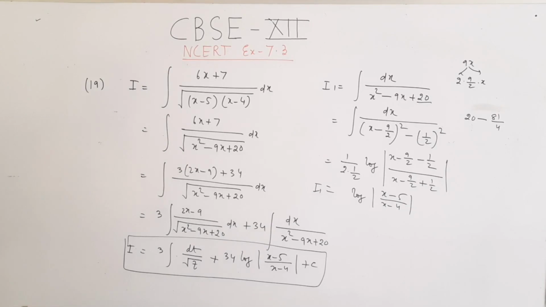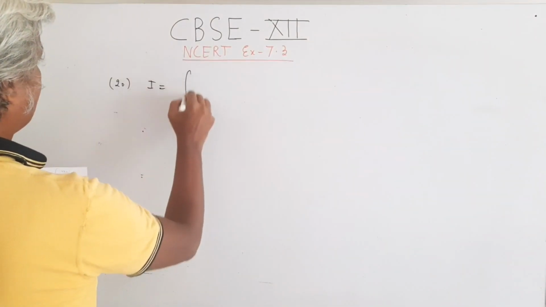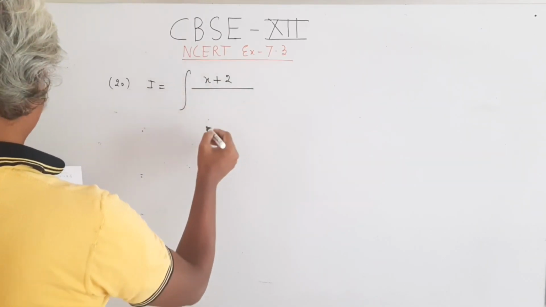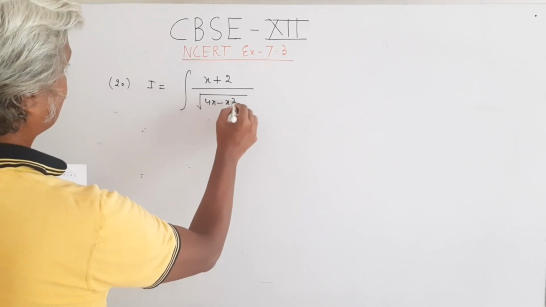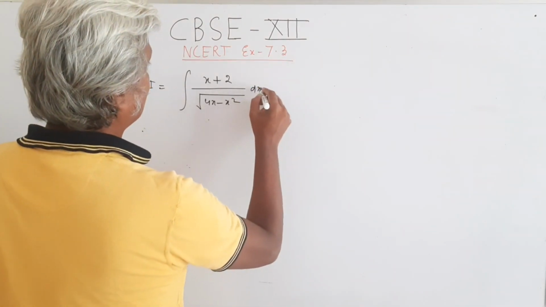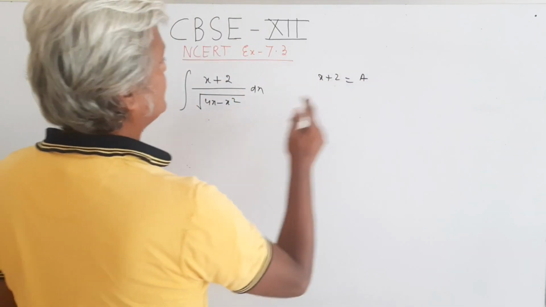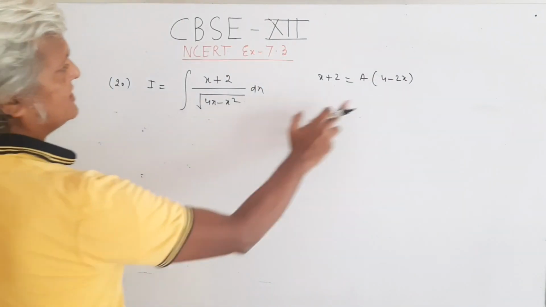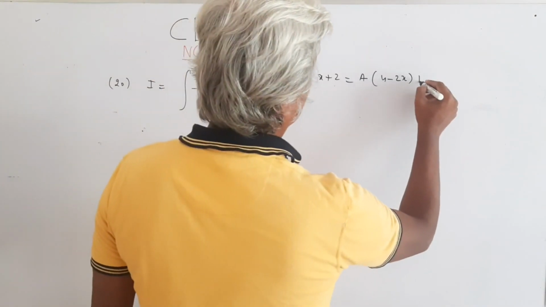Now I go for question number 20. Now I would like to go a little faster because it's taking a little longer, because I'm trying to explain everything. 4x minus x square. Then what I do, first without wasting your time, let me write this. x plus 2 is a times differentiation of this, that is directly 4 minus 2x. So the differentiation of 4x is 4 and of x square is 2x, plus b.